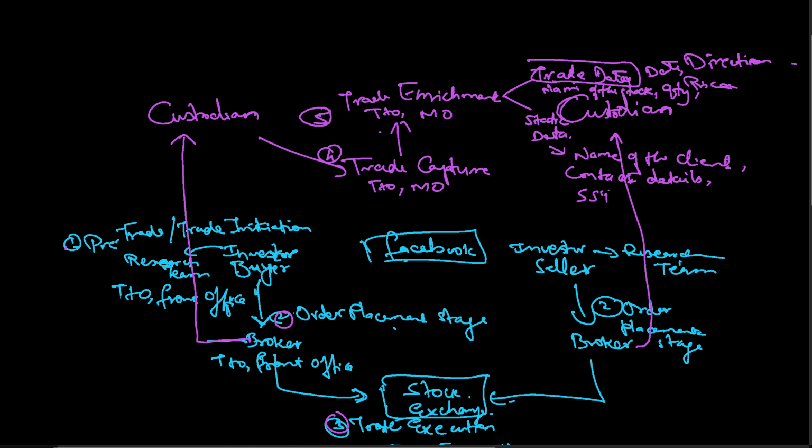Then SSI stands for standard settlement instructions. It will have details about his bank name, bank account number, so bank details, SWIFT code, IBAN number, country and currency of settlement.